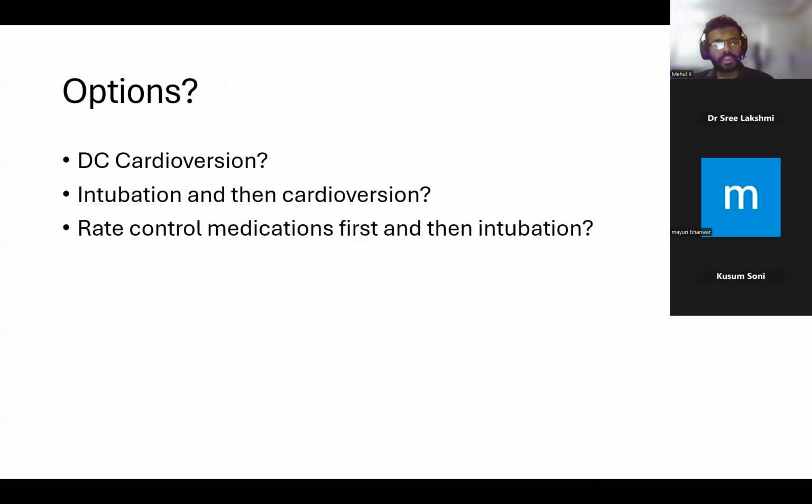So this was a real scenario. These were basically the things that the providers in this particular case had to consider.